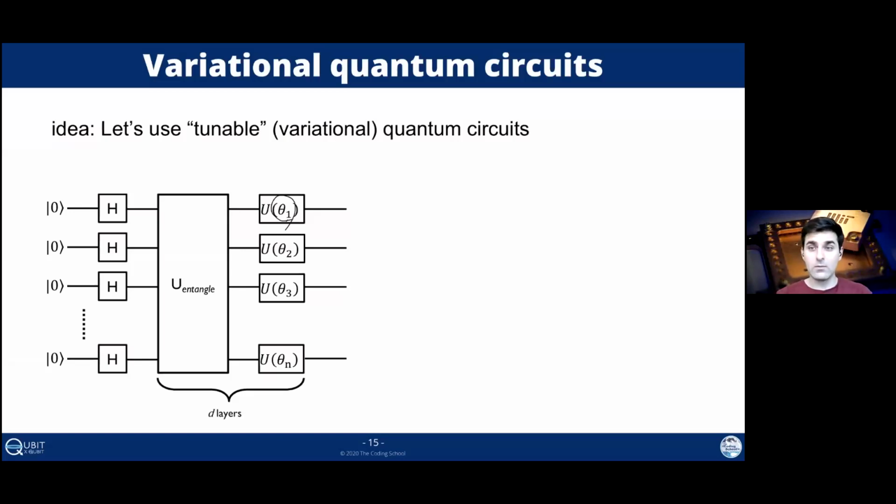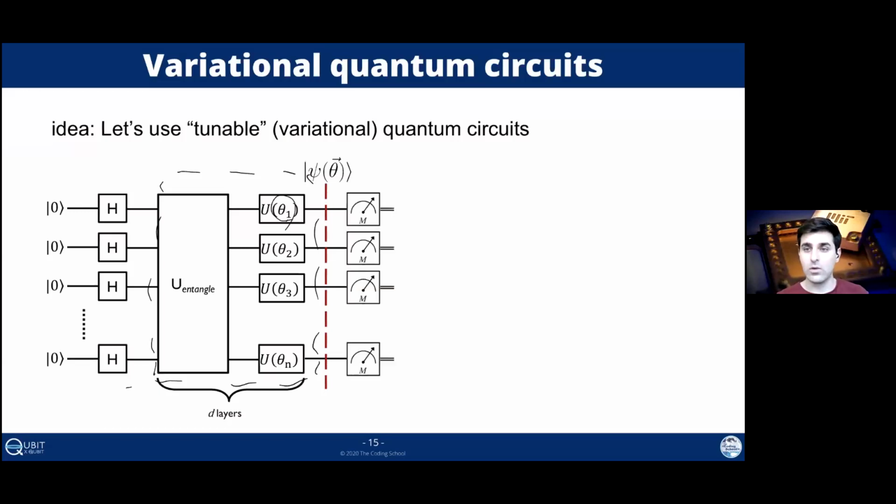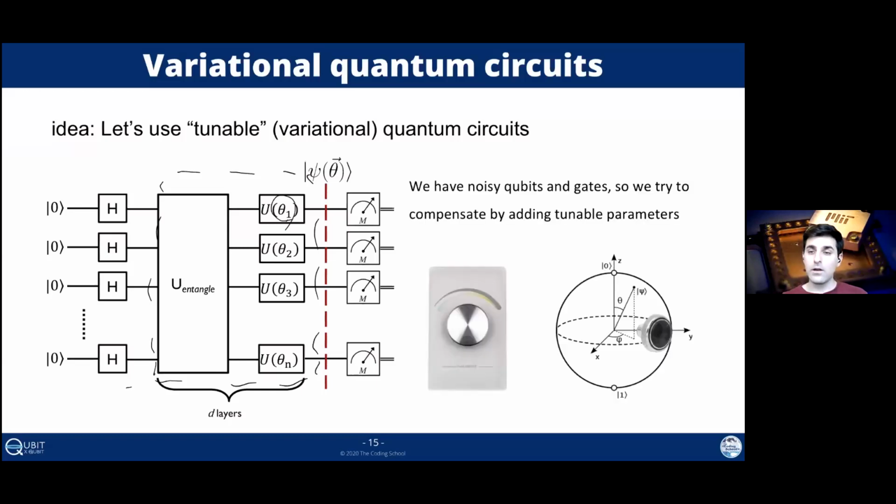And of course, we then repeat this for this entangling layer and the single qubit layer here. So what I'm boxing up here is the number of layers. So we do entangling, single qubit, entangling, single qubit, entangling, single qubit. Now repeat this d times, where d is just a fixed number. And we end up with some state at the end of this computation, which depends on these tunable parameters. And finally, we measure the state of the qubits. And now we feed the result of this measurement from our quantum computer to our classical computer. Now, one way of thinking about this is that we have noisy qubits and gates.